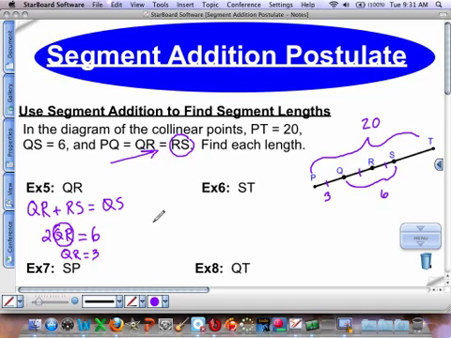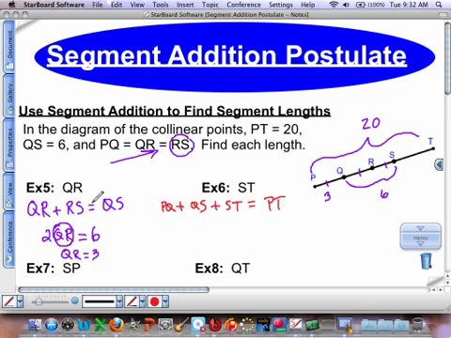Okay, so sum of the parts equals the whole. We're solving for ST. Okay, so you have PQ plus QS equals ST. We can do it that way. No, it doesn't equal ST. PQ plus QS plus ST equals PT, so the sum of my parts equals the whole.